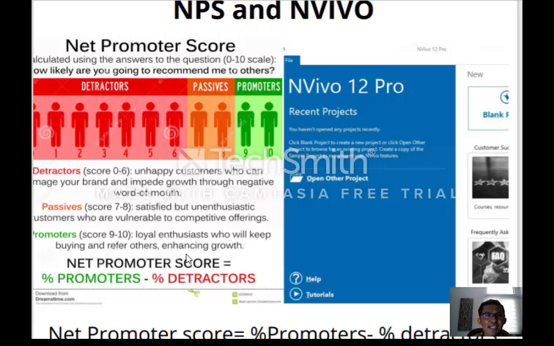So that's a brief explanation of NPS, or Net Promoter Score. The second one, NVivo 12 Pro, was used to analyze the qualitative data. The data was imported to this software, and then the data was categorized into some themes, which lead to the results of this study.